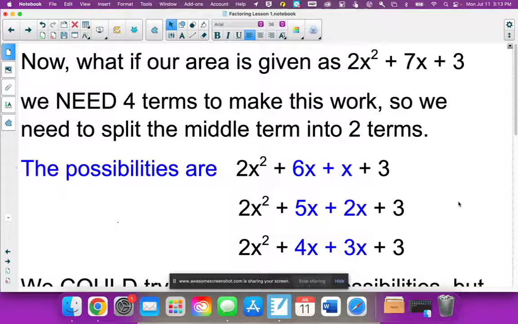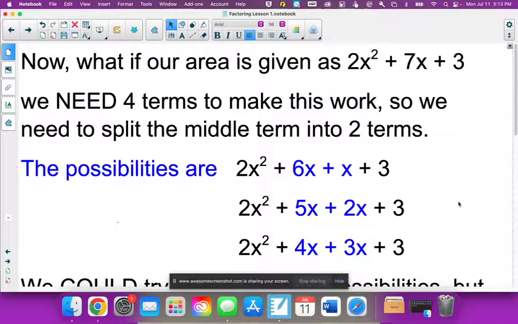I don't have an area model for 3 pieces. Right? All of our area models have either been 2 or 4, and they're all going to end up that way. They're always an even number. Okay, so we need to have 4 terms to make our area model work so that we can figure out the length and the width.